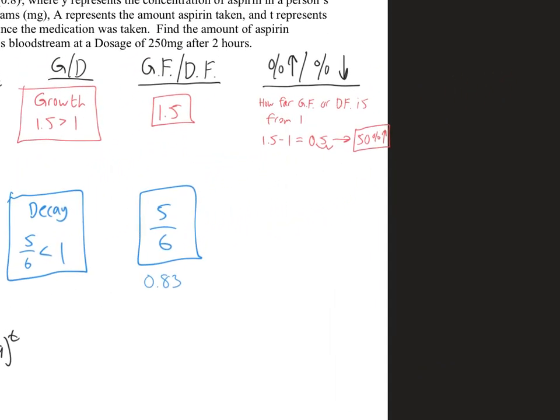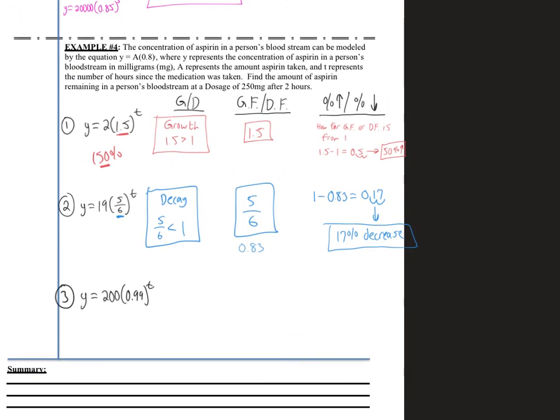So now we need to remember the decay factor or the growth factor is how far from 1 it is. So what number is bigger, 1 or 0.83? 1 is, I'm going to do 1 minus 0.83, which equals 0.17. Convert that to a percent, move it 2 to the right. We're going to get approximately 17%. It's decay, so it's going to be a 17% decrease. That's our percent of decrease, right? It's 0.83, which is, we're multiplying by 83% of the original value every time, which means we're taking away 17% every time.